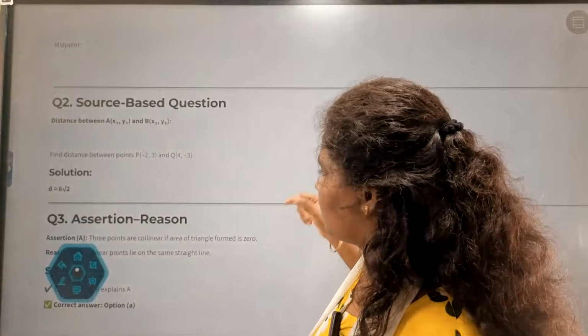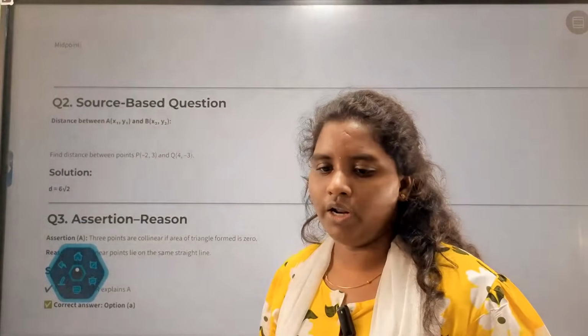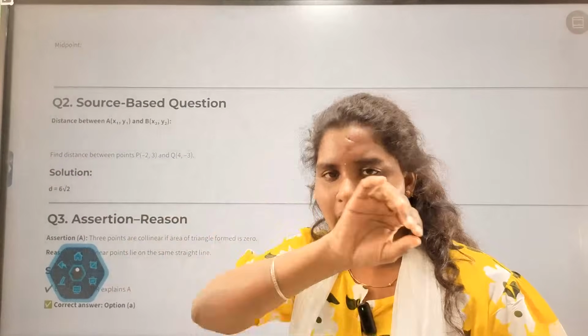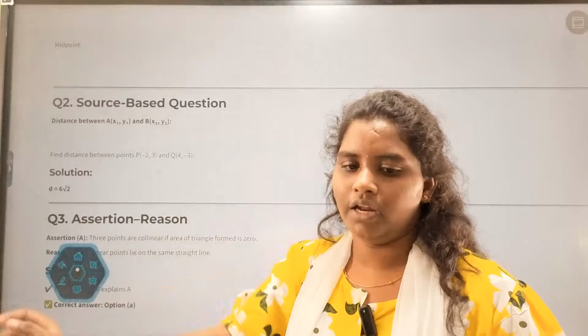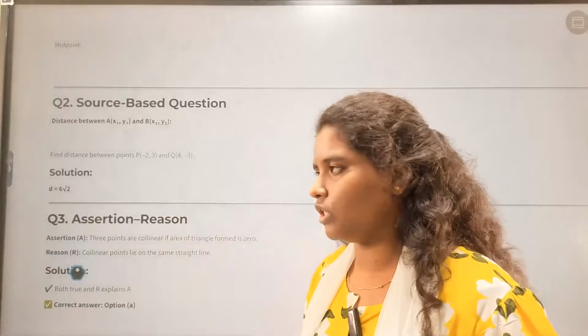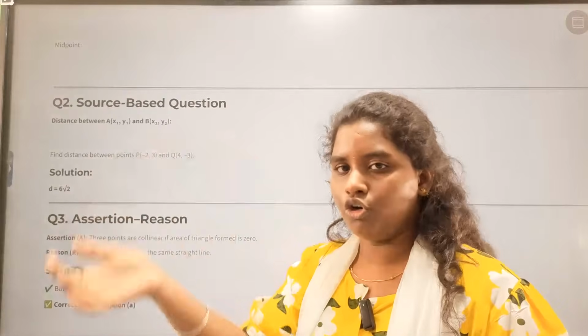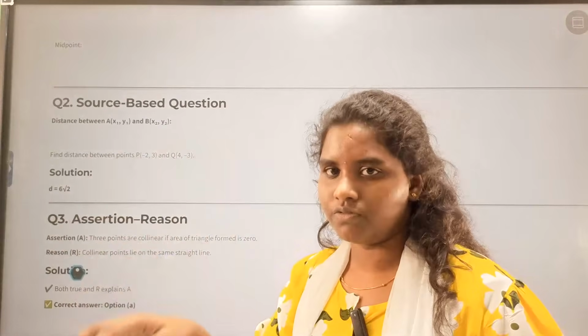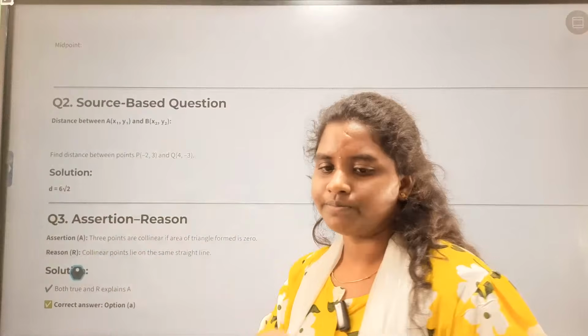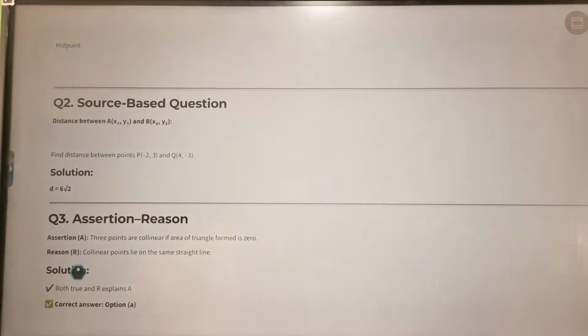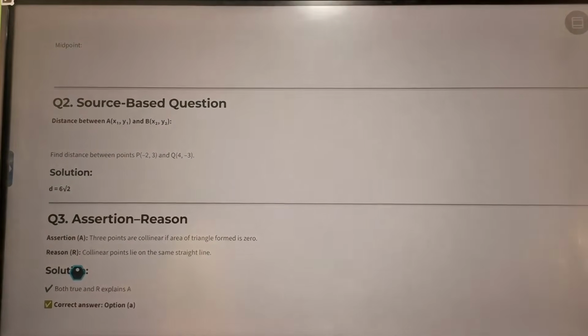And assertion and reason. See, what is collinear? Collinear means if I give 3 points and the 3 points lie on the same line, then we call it collinear. So the given 3 points are collinear. If the condition is satisfied and it's equal to 0, then it's collinear. Yes, very good. It's right, Ragul. So if 3 points lie on the same line, then we call it collinear.